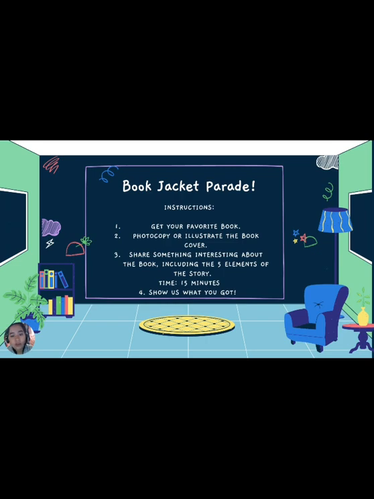You can photocopy if you don't want to draw, or you can illustrate the book if you're into drawing, if you're an artist. Then number three, share something interesting about the book, including the five elements of the story. So you can share maybe two or three interesting facts about your book, and also share the five elements of the story, the plot, the setting, the characters, and so on. I'll give you 15 minutes for that, okay? Then once you're done, you can show us what you got. Since this is Book Jacket Parade, you will show your output to the class.